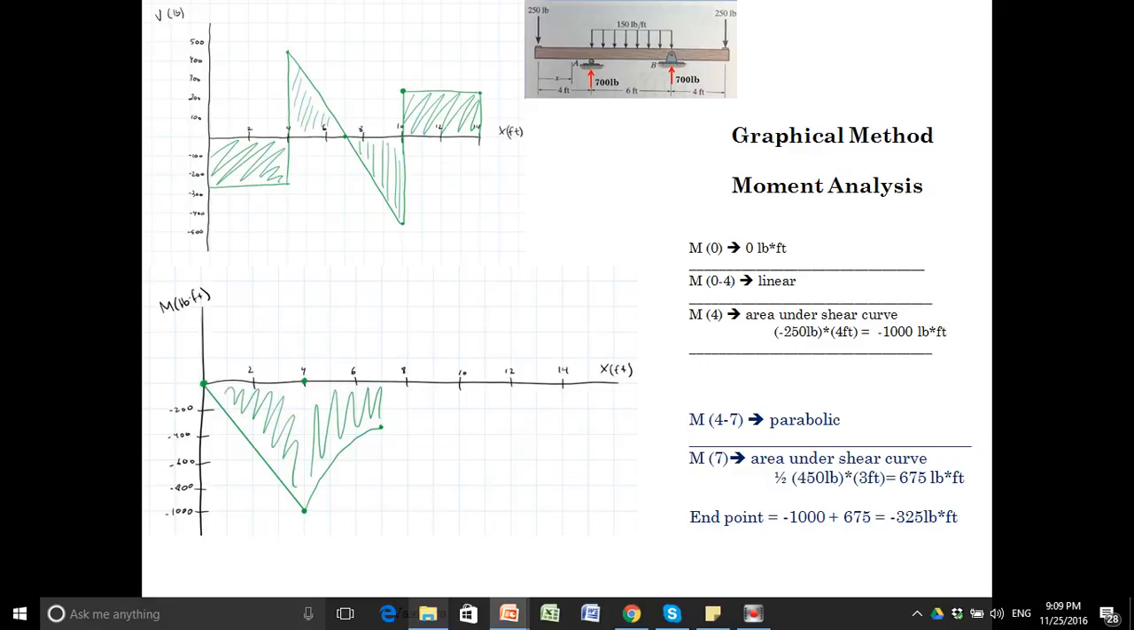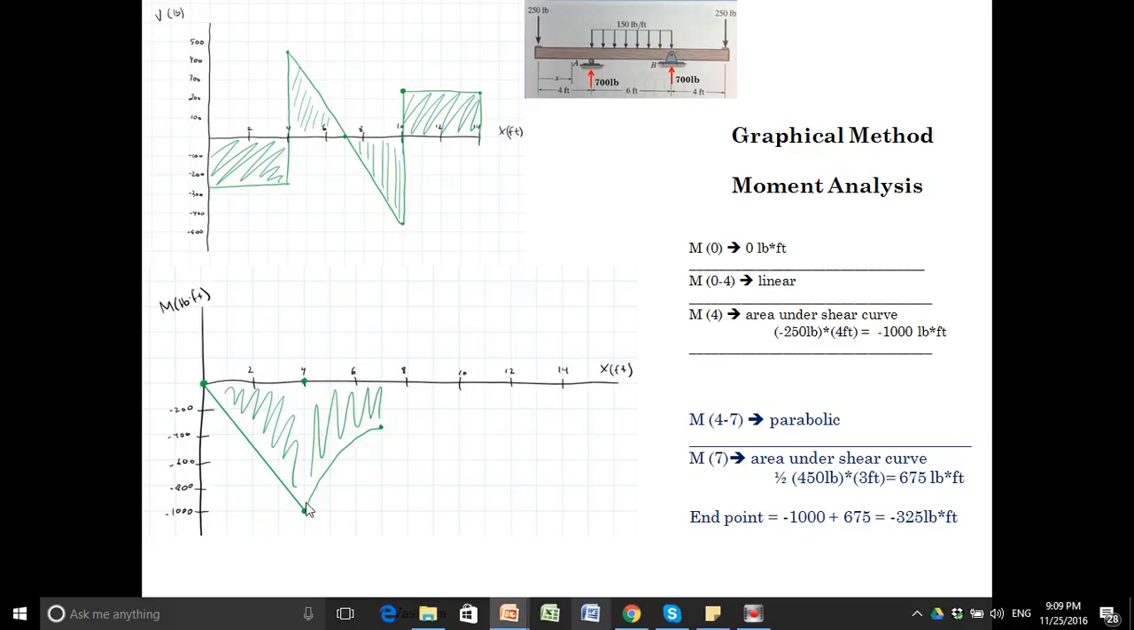From here, we know our start point now is negative 1000. How can we find our end point at 7? All we have to do is find the area under the curve here. It's a triangle, 1/2 base times height. That's 675 pounds times feet. So negative 1000 plus 675 brings us up to negative 325. So we know our starting point, we know our ending point. How do we know whether this is constant, linear, or parabolic? Well, because the shear curve is linear, this must be parabolic.